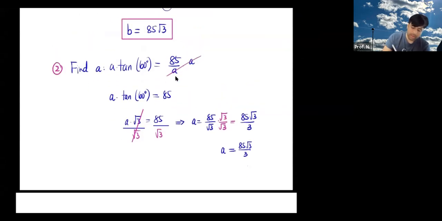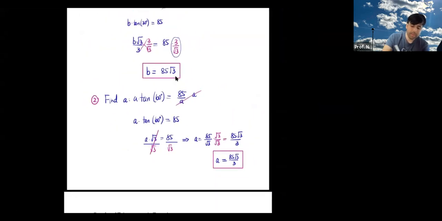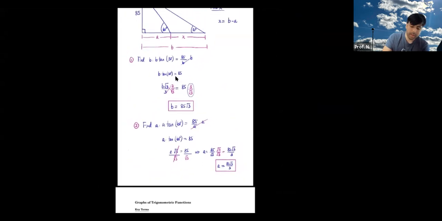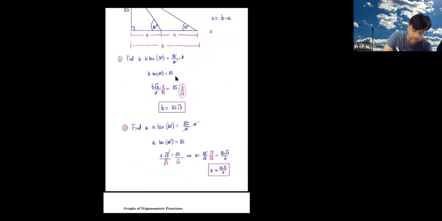That's what A is: 85 rad 3 over 3. So once I know what A is and what B is, I can find what X is, right? X is B minus A. So X is equal to 85 rad 3 minus, pardon me, that's A. So it's going to be 85 rad 3 minus 85 rad 3 over 3. And then to make them the same denominator, multiply top and bottom by 3 over 3.